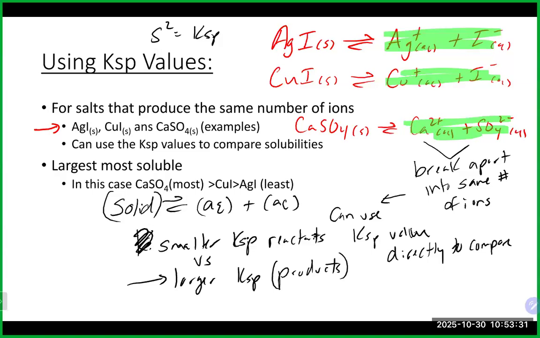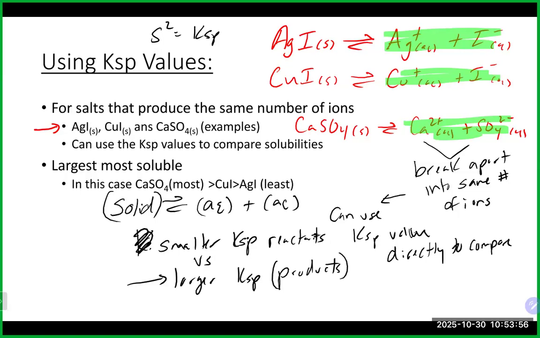Questions on that? So as long as you're comparing two things that break apart into the same number of ions, you can directly use the KSP to determine. And that's helpful, for example, if you have things floating around and you want to think about which one may come out of solution first and which one will stay in solution longer, as you maybe selectively precipitate one thing out versus something else.